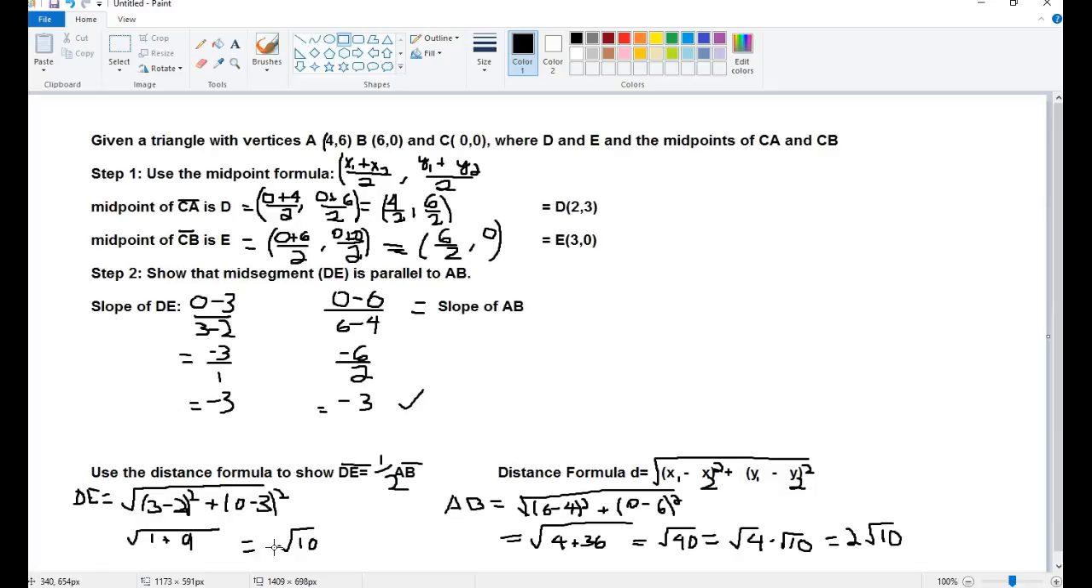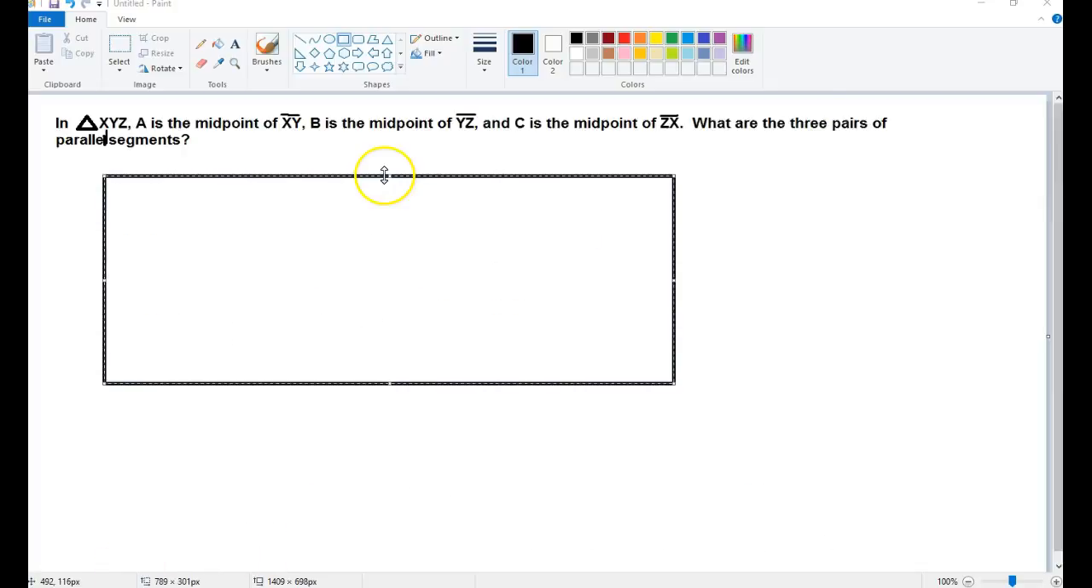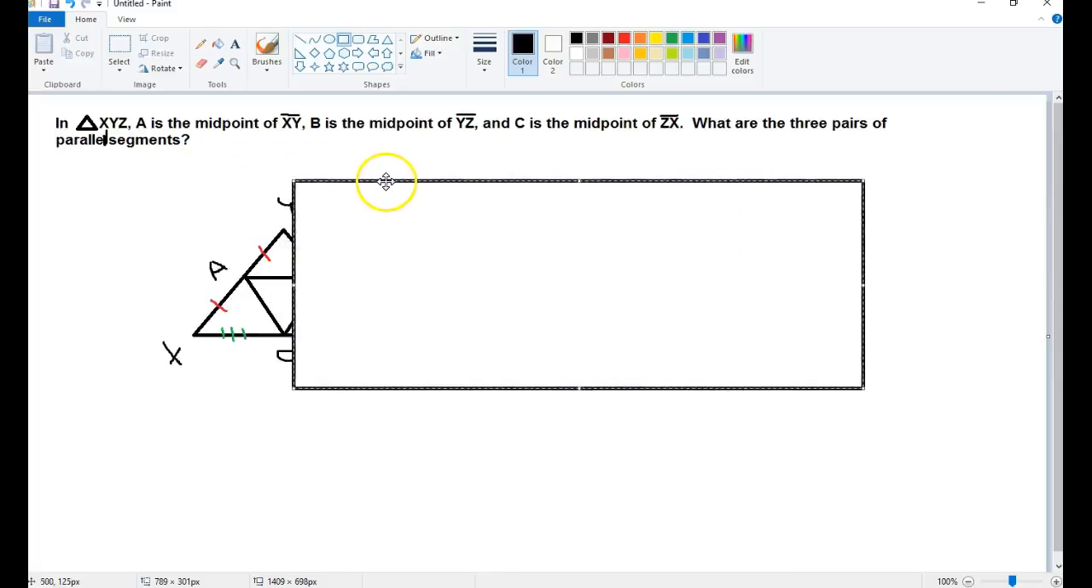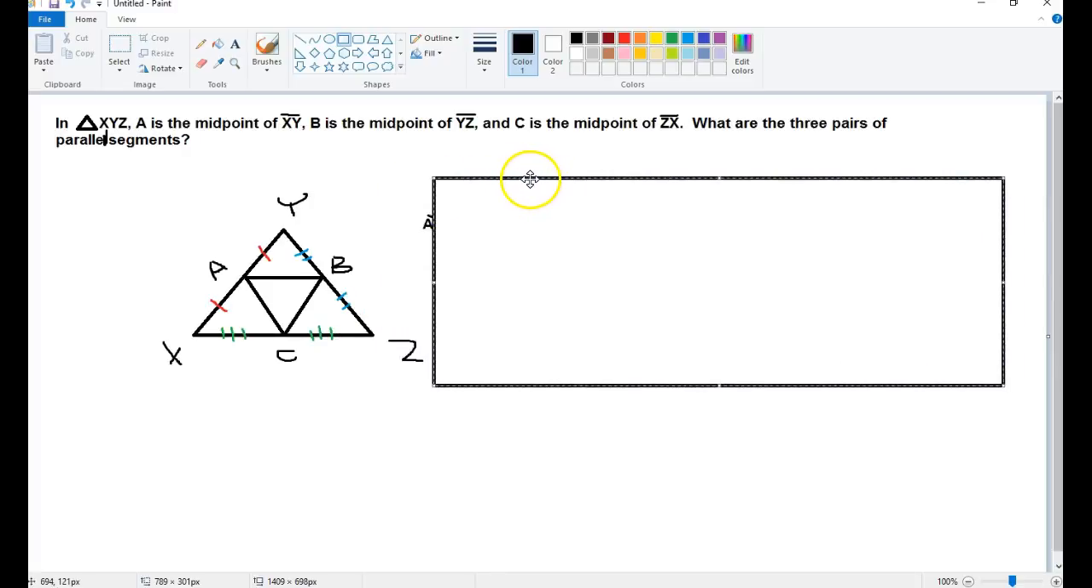Alright, now let's go into some questions where we're given a triangle and asked to figure out what the parallel segments are. In our example here, we have our given triangle XYZ, and we're told that A is the midpoint of XY, B is the midpoint of YZ, and C is the midpoint of ZX. They're asking for the 3 pairs of parallel segments. So again, the best way to do this is to draw it out, like so.